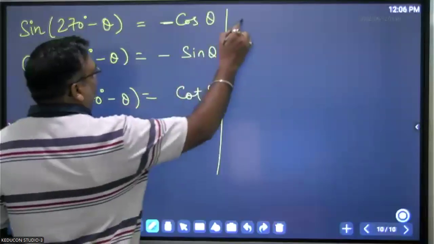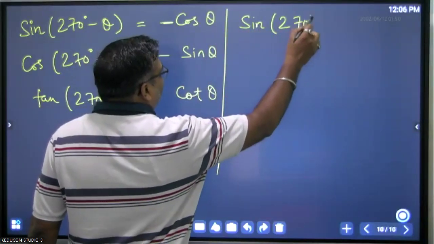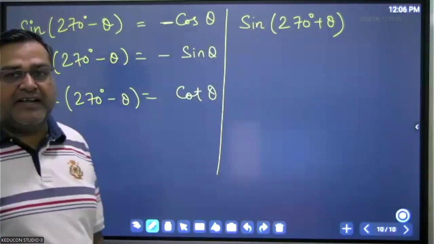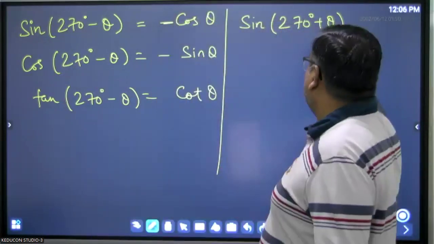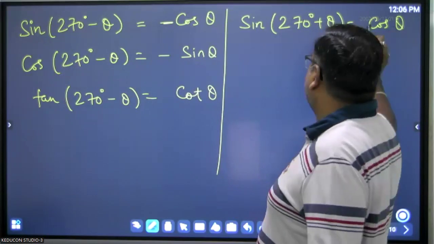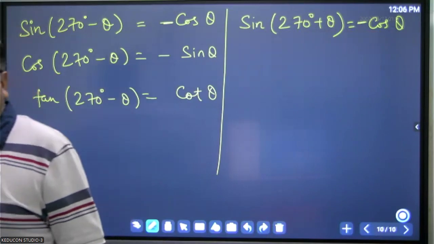Similarly, students, if you take fourth quadrant values, this is 270 plus theta. Again, at 270 the trigonometric ratio will change to the complementary ratio. It will be cos theta. The fourth quadrant sign is negative, hence it will be negative.